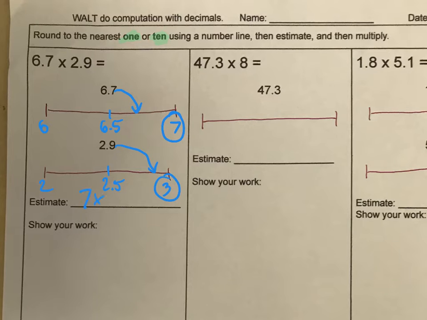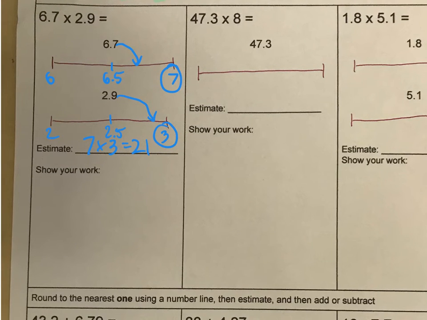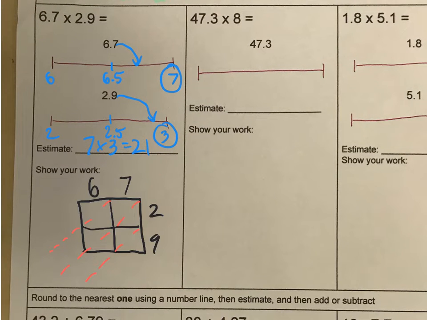So our estimate is 7 times 3 is 21. Our answer should be somewhere near 21. Now, whatever method you want, multiply. And I'll do the lattice method for this one. And I'm even going to just forget about the decimal points because we can figure that out in a moment. So just multiply. And that's what I came up with.